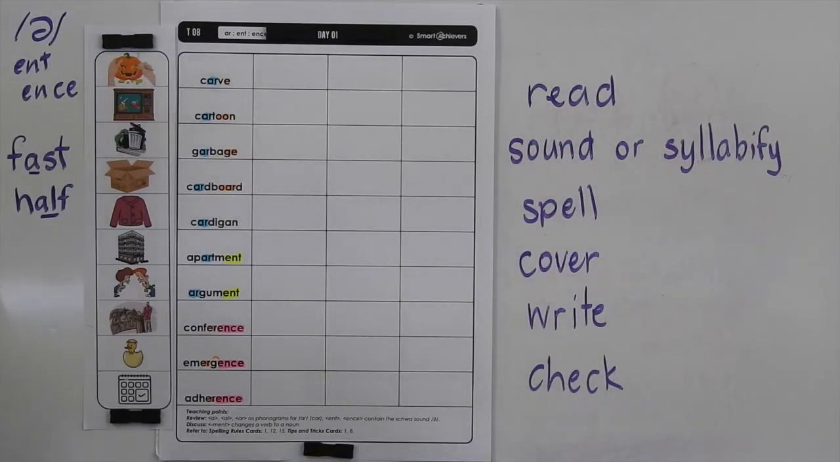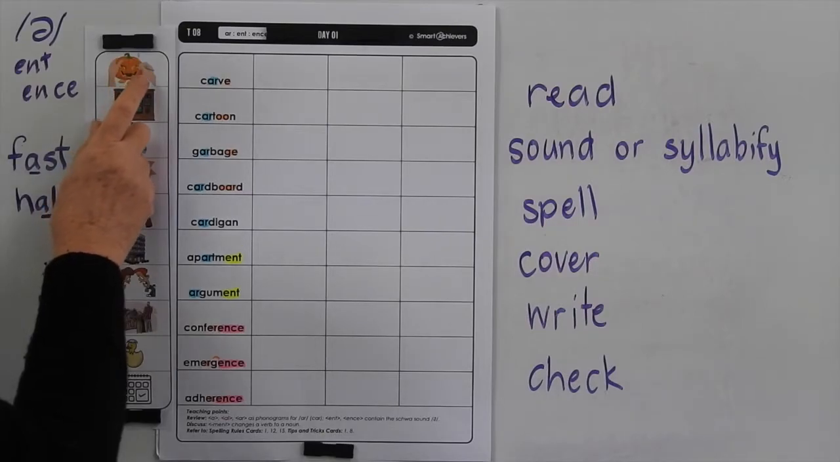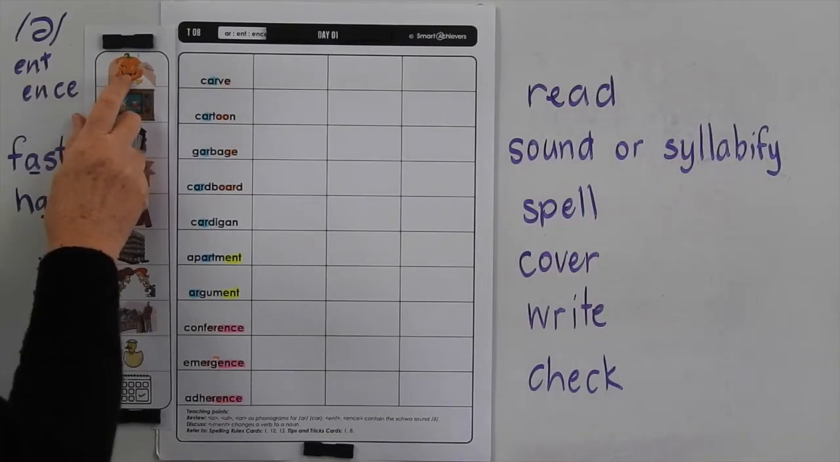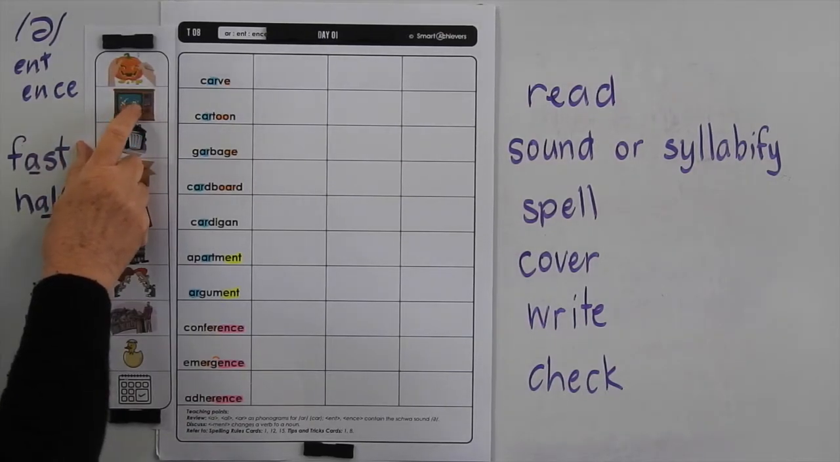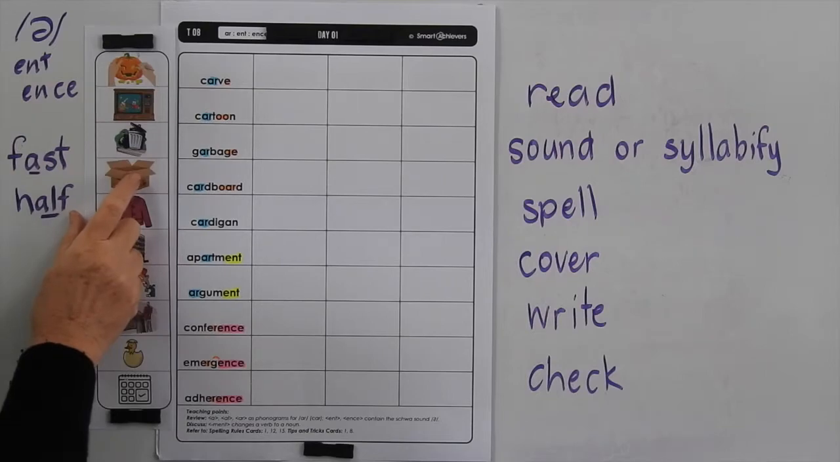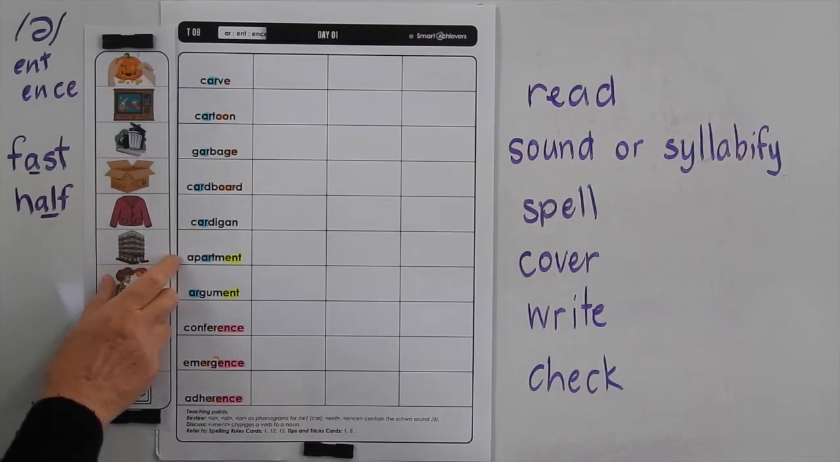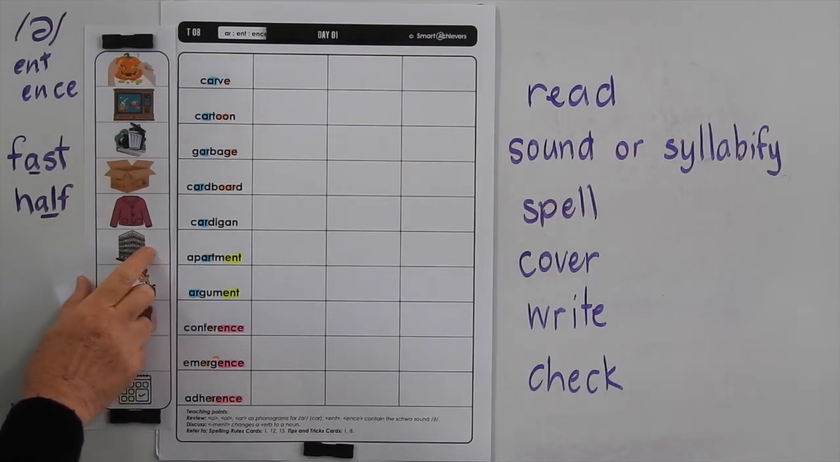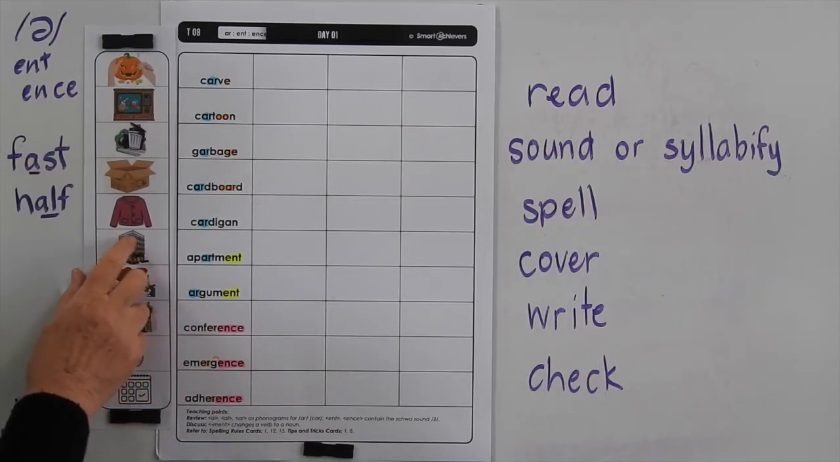So carve means to cut meat or carve something into a pumpkin or into wood to make a shape. A cartoon is moving pictures. Garbage, of course, is just rubbish. Cardboard is like a very thick form of paper. A cardigan is a garment to give warmth, and it usually has an opening down the front of it, down the centre front. Apartment is a flat or a place to live, and there's usually many of them all in the one building.